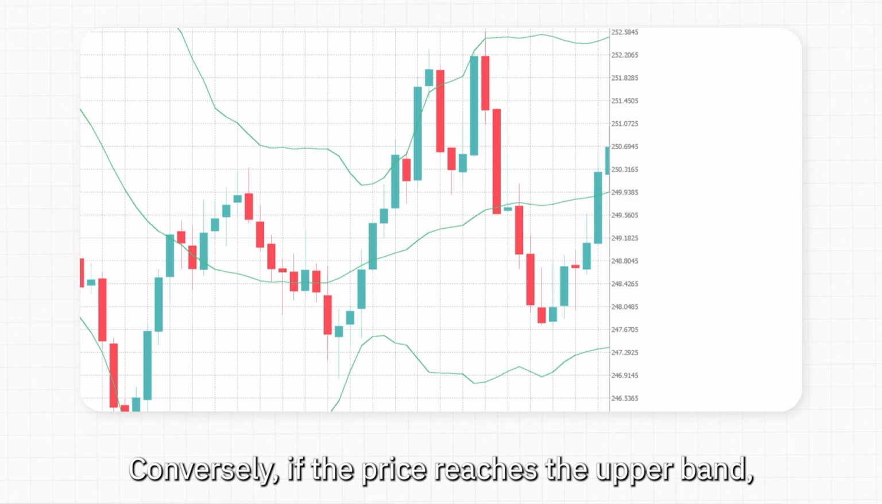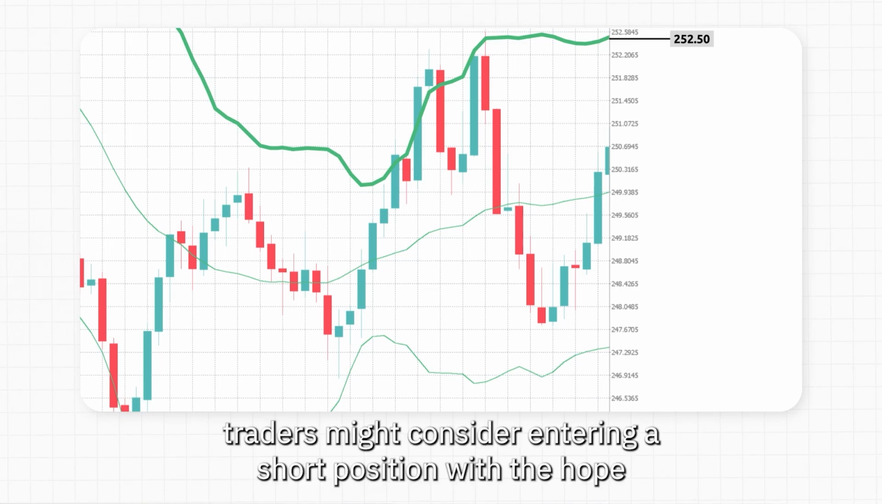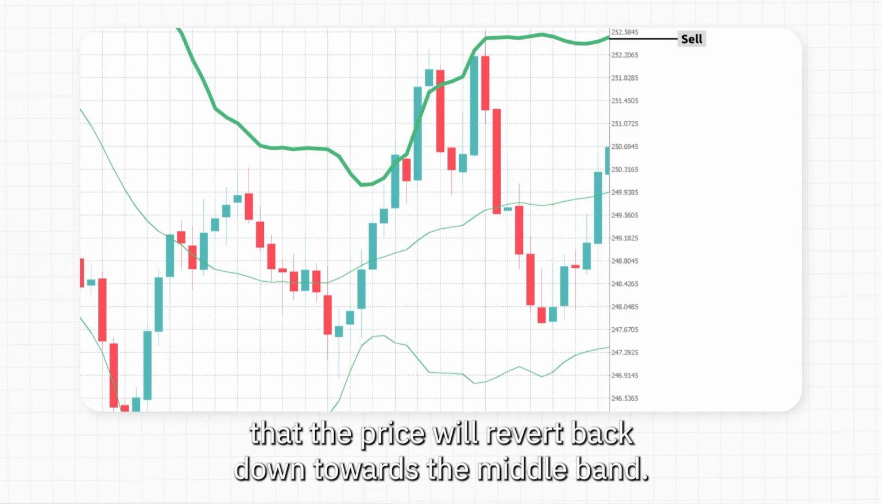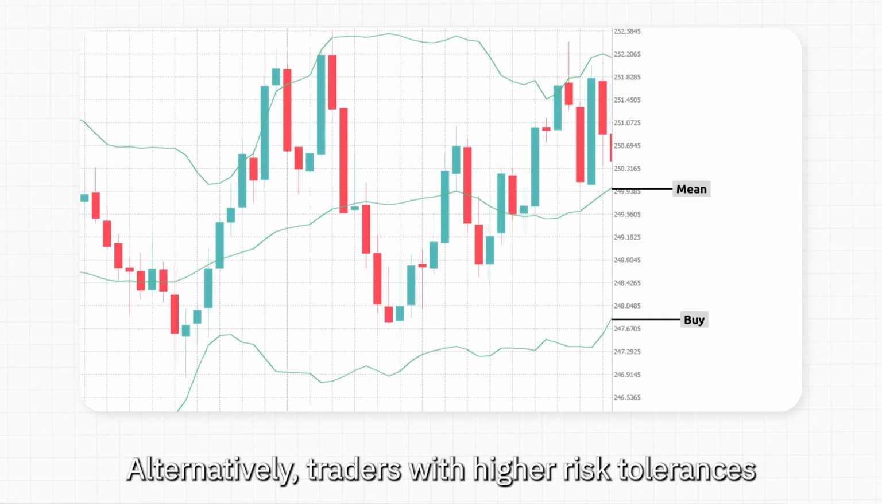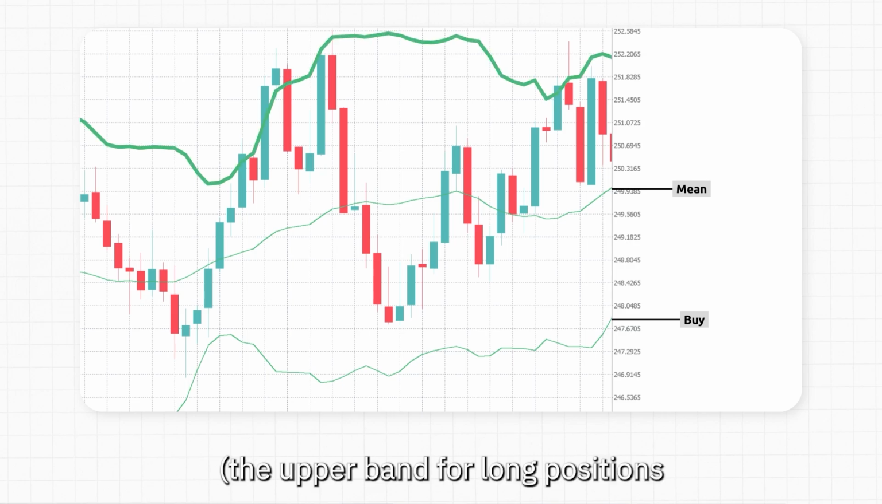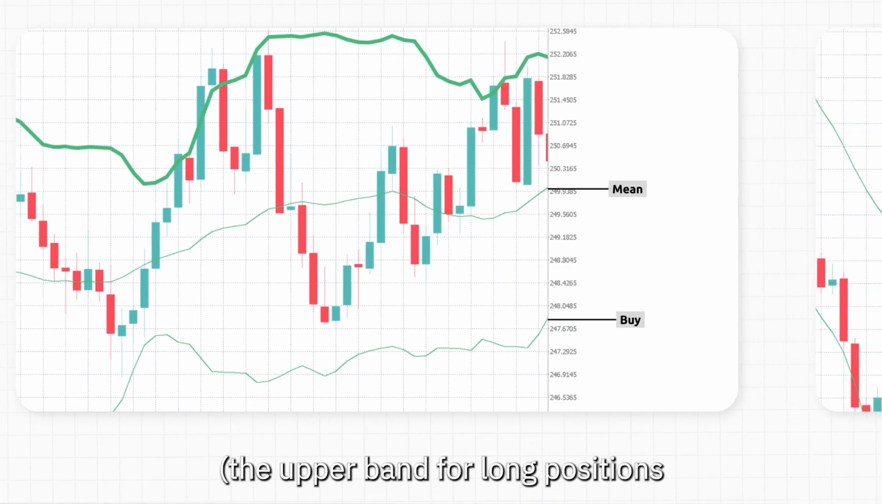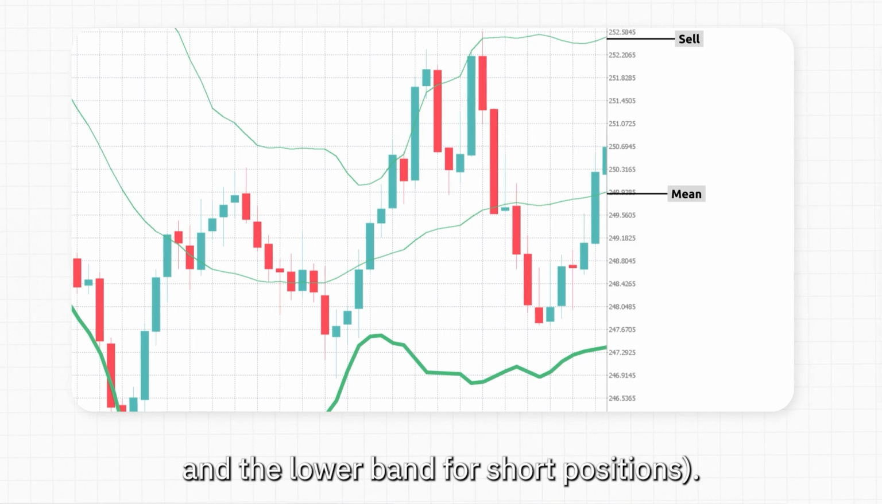Conversely, if the price reaches the upper band, let's say around $252.5, traders might consider entering a short position with the hope that the price will revert back down towards the middle band. Alternatively, traders with higher risk tolerances may target exiting their positions when the price reaches the opposite band, the upper band for long positions and the lower band for short positions.